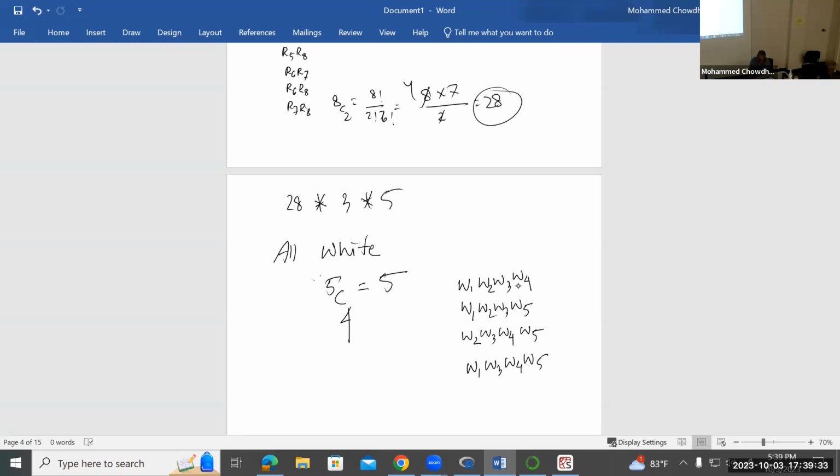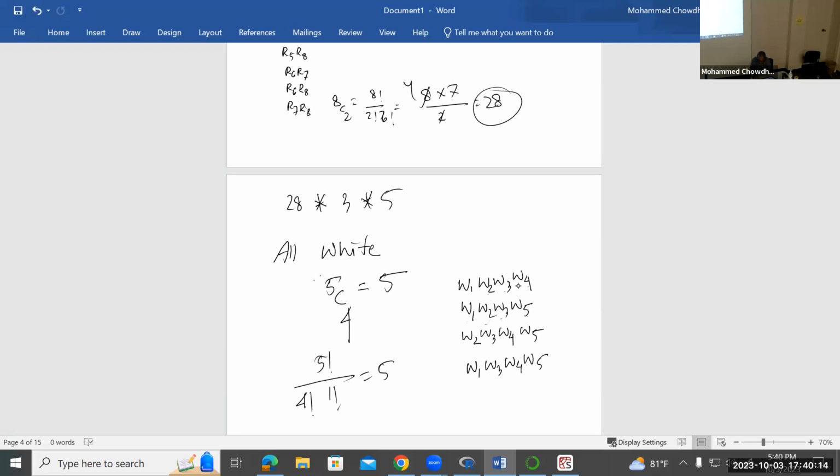Because the all-white selection of 4 balls is coming from the 5 white balls, right? There are 5 white balls, then all 4 must come from the white balls, right? So that is why 5 choose 4. So 5 choose 4 is factorial 5 over factorial 4 and factorial 1, which is equal to 5. And how many ways? This is one way: first white, second white, third white, fourth white, or first white, second white, third white, fifth white. And then first white, third white, fourth white, fifth white. So this is the combination.